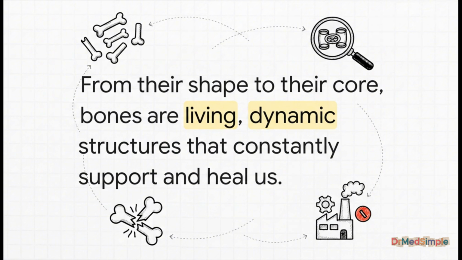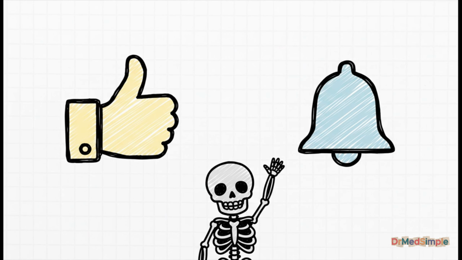So, after all that, what's the big takeaway? Well, from their 5 distinct shapes to their microscopic osteons and those marrow factories working deep inside, our bones are not just a static scaffold. They are living, dynamic, and self healing structures that are constantly remodeling and supporting us every single second of our lives. And that pretty much wraps up our quick tour of the human skeleton. I really hope this has made this amazing piece of our anatomy a little bit simpler to understand.